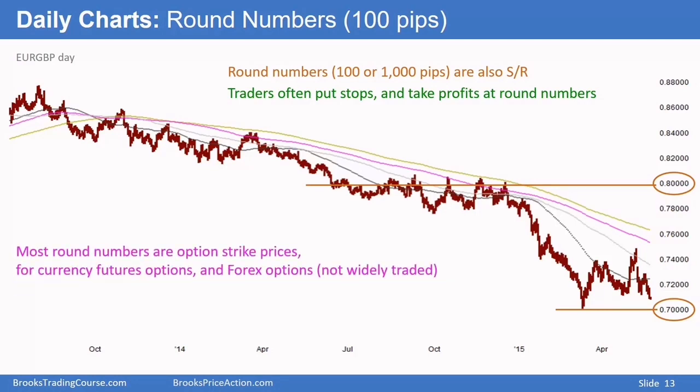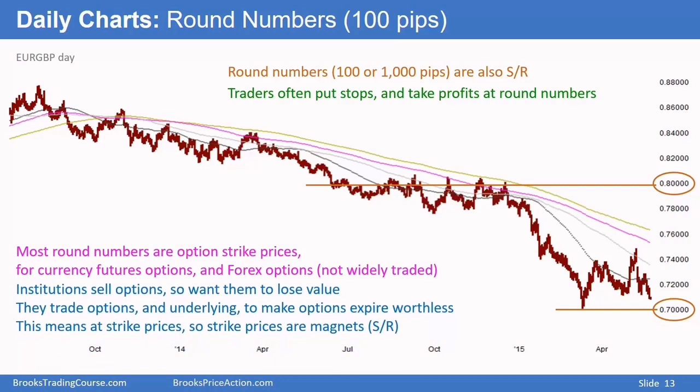Round numbers, there are option strike prices for currency future options and Forex options. Forex options, no one that I know trades them, so they're not widely traded. But some traders do trade currency Forex options. Institutions sell the options. They want the options to expire worthless. Options expire worthless at strike prices. Institutions are always going to try to manipulate the price of the underlying, for example, a Forex market, so that when an option is expiring, it'll be around a big round number. And because the option strike prices are important, they are magnets.